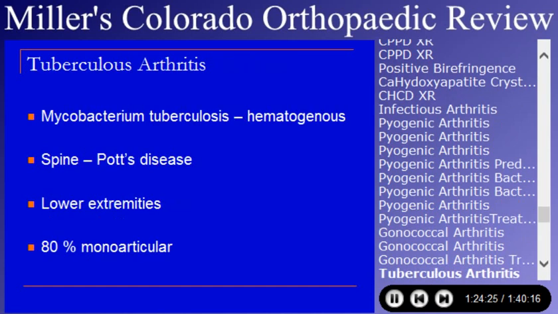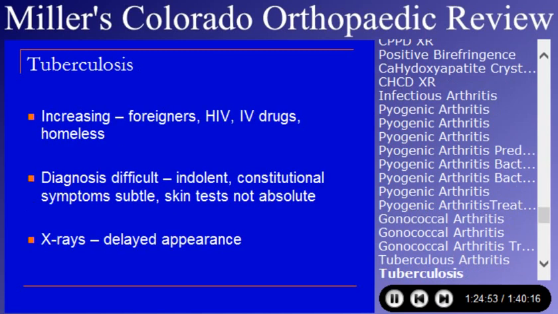Tuberculous arthritis is a commonly asked question. There's been some resurgence of tuberculosis in recent years associated with the immunocompromised population. It occurs in joints from hematogenous spread, in the spine called Pott's disease, most commonly monoarticular, and in peripheral joints most common in the lower extremities. It is increasing with immigration in the country, associated with immunocompromised and malnourished people.